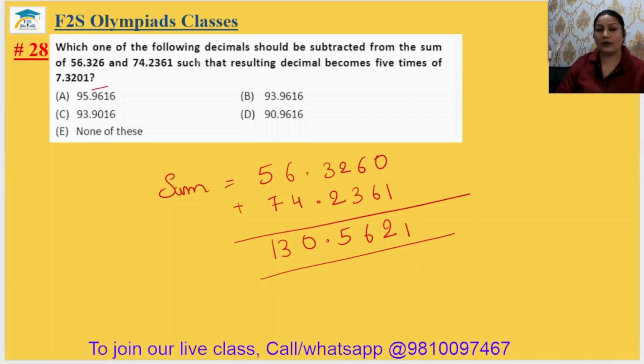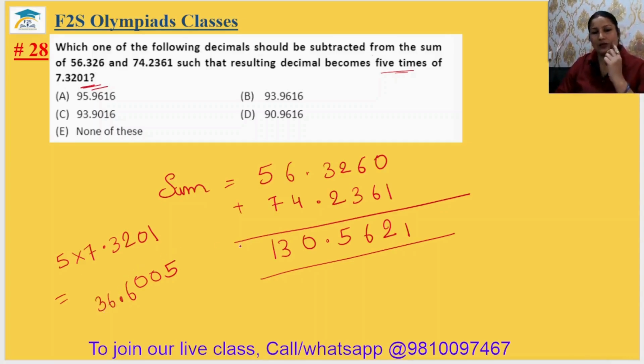अब क्या बोल रहा है? Which one should be subtracted the 5 times of this? So first find the 5 times of this. So 5 multiplied by 7.3201 equal to, it will be 5 1s are 5, 0s are 0, 5 2s are 10, carry 1, 5 3s are 15 plus 1, 16, carry 1, 35 plus 1, 36. ठीक है, अब now we have to just subtract this two decimal to find the answer.